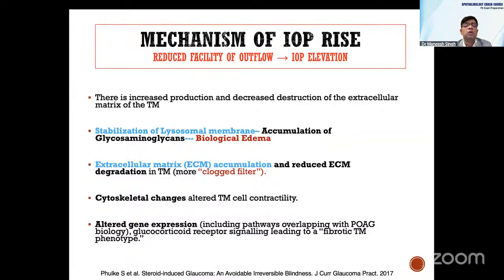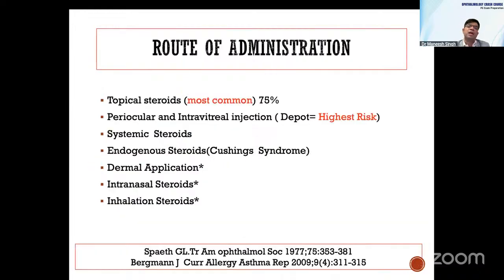Apart from that, steroid causes stabilization of the lysosomal membrane. That also leads to accumulation of glycosaminoglycan and biological edema. That edema also decreases these pores. So basically, there is a trabecular meshwork problem, a problem in the outflow of the aqueous. As I mentioned, all types of steroid can lead to an increase in intraocular pressure, but most commonly it has been seen with topical steroid.